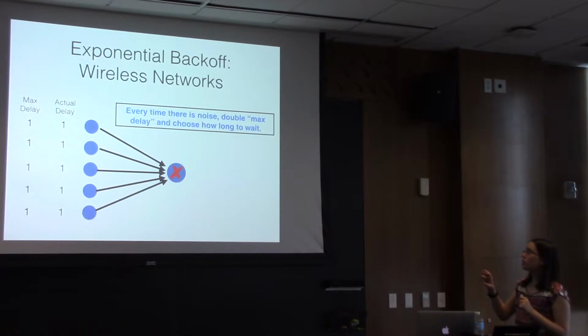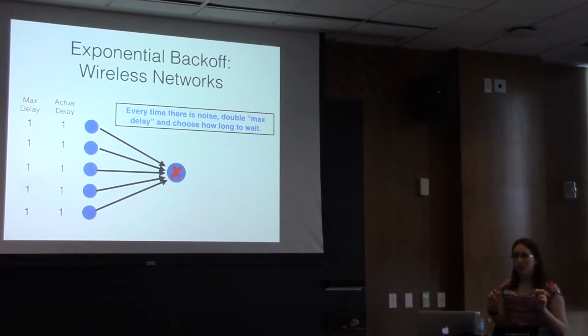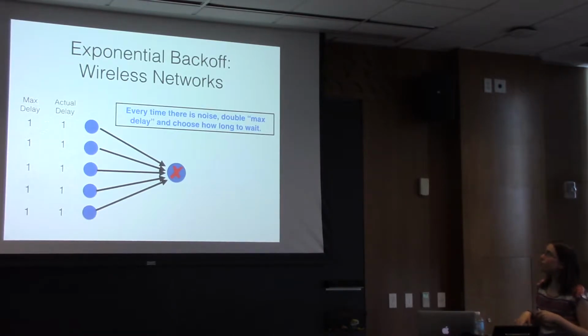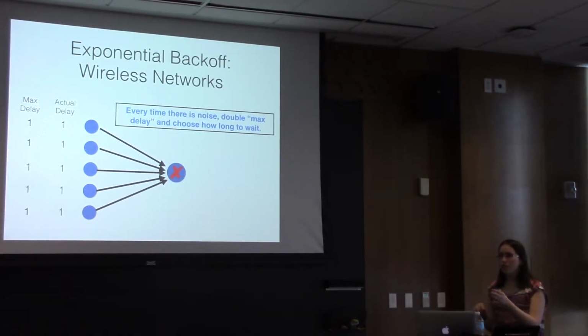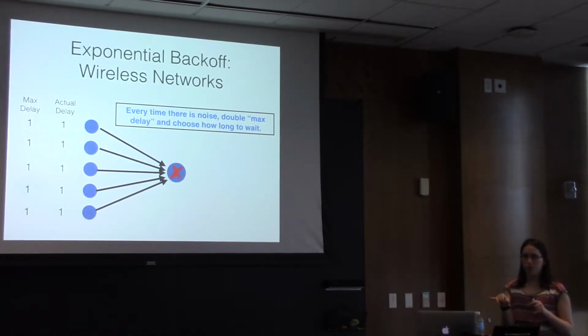Right? So every process is going to maintain a max delay, the maximum amount of time it's allowed to delay itself. And then in every step, it's going to try to send its message. If it fails, it's going to double its max delay, and then uniformly at random pick some actual value to delay from 1 to that max delay range. All right?